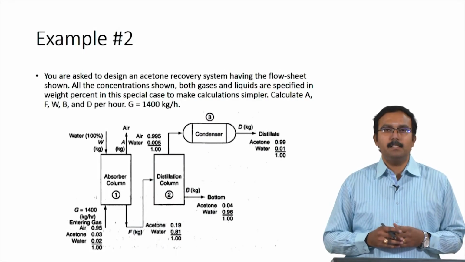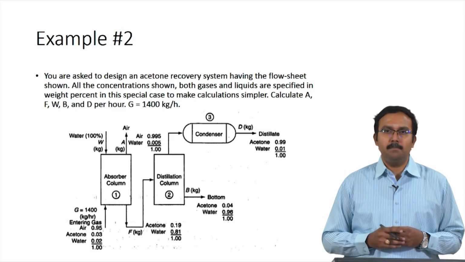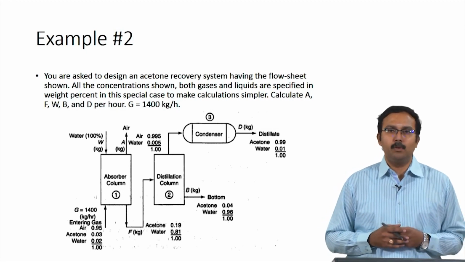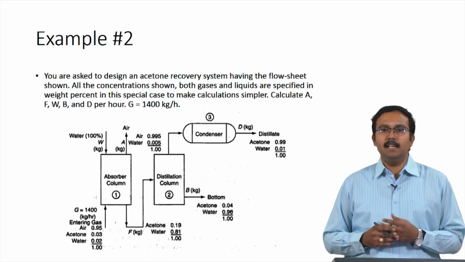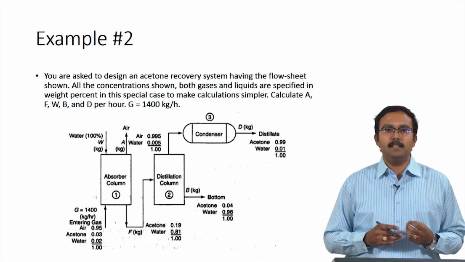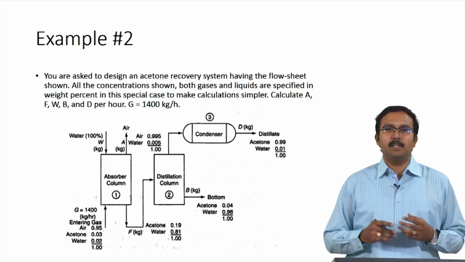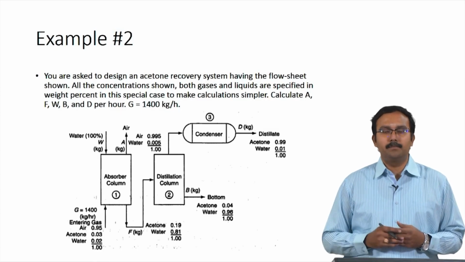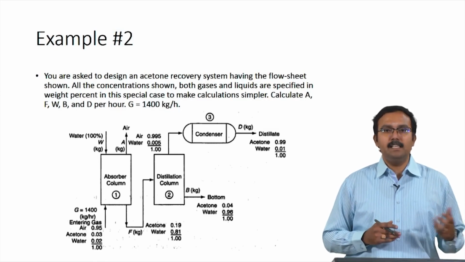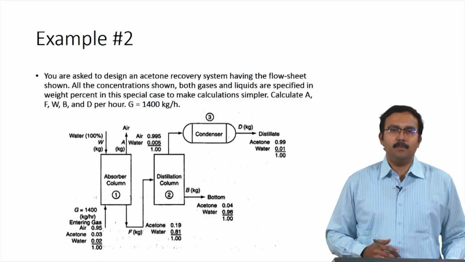The problem statement is you are asked to design an acetone recovery system having the flow sheet which is shown below. All the concentrations shown, both gases and liquids, are specified in weight percent in this special case to make the calculation simpler. You are asked to calculate A, F, W, B and D per hour. You are also given that G is 1400 kilograms per hour. So, the problem gives you a lot of information.